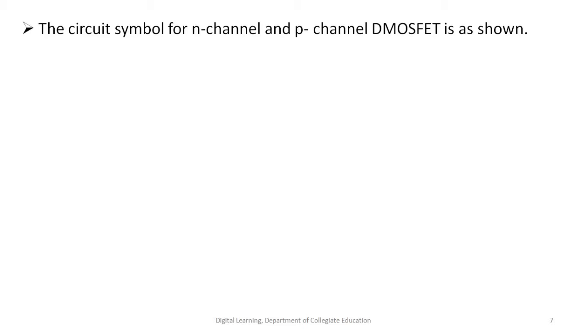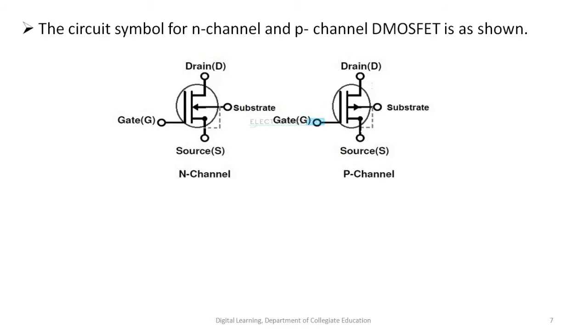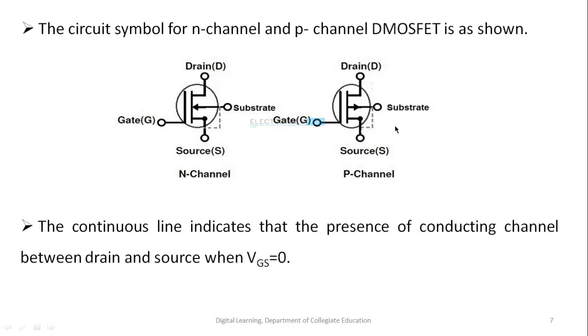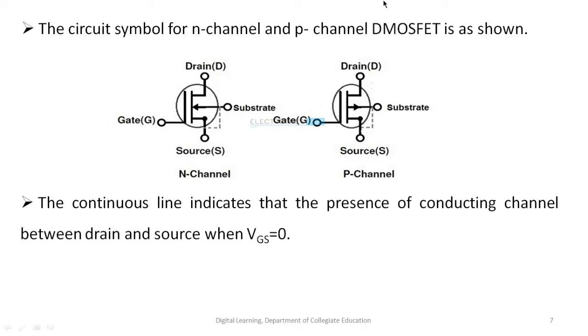The circuit symbol of N channel and P channel depletion MOSFET is as shown. This is the circuit symbol of N channel depletion MOSFET, and this is the circuit symbol of P channel depletion MOSFET. Here we can observe the continuous line, which represents the conducting channel between drain and source.